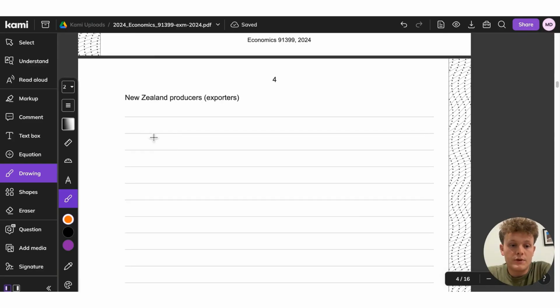If we go to New Zealand producers, again, let's talk about the price. The price that they receive has increased from PW to PW1. What does that mean? It means that they're getting more surplus on each unit that they sell. Therefore, the difference in price has increased, meaning there's more producer surplus on each unit.